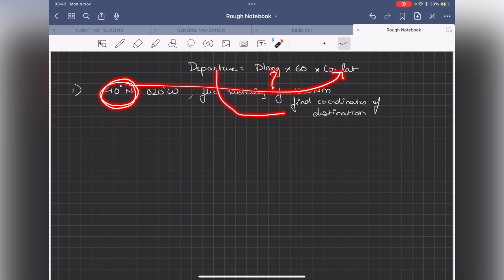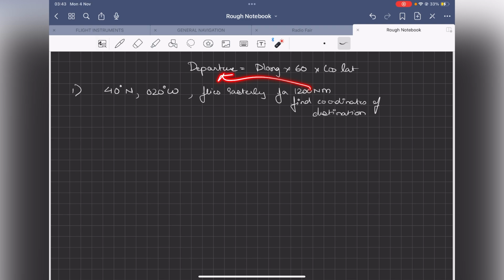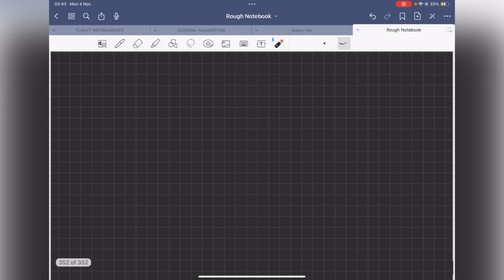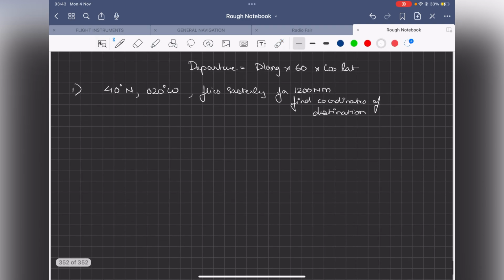Departure is given as 1200 nautical miles, right? So let's try working with this. For every question, I will insist, please draw a figure. It helps you understand the concept and it helps you solve the question better. There's no margin to make a mistake then.